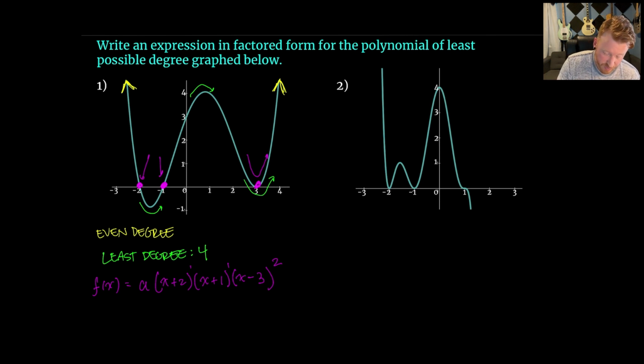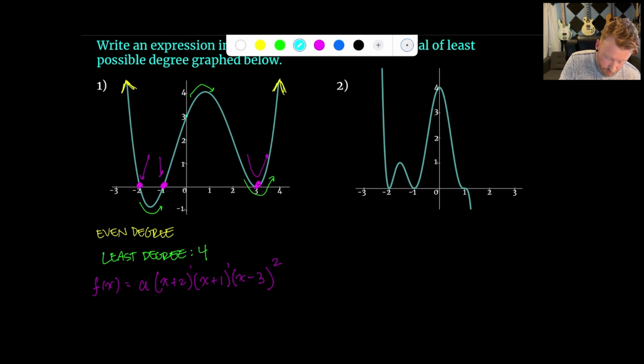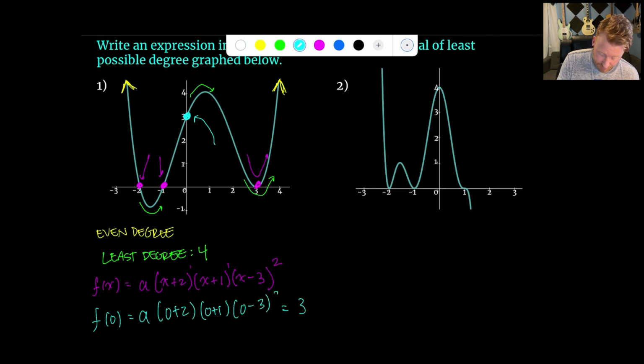So to figure out what a is, what we're going to do is look at the y-intercept, which is at 3. So I know that f of 0 is equal to 3. I'm going to leave a bunch of space here because I want to plug in 0 everywhere, but I know it's going to be equal to 3 when I'm done because that is the function value at 0. So a is still a. This is what I'm hoping to solve for here. And then I'm going to have 0 plus 2, 0 plus 1, 0 minus 3 squared.